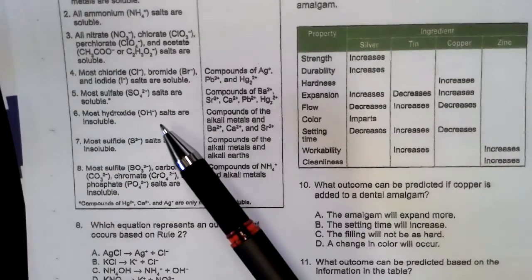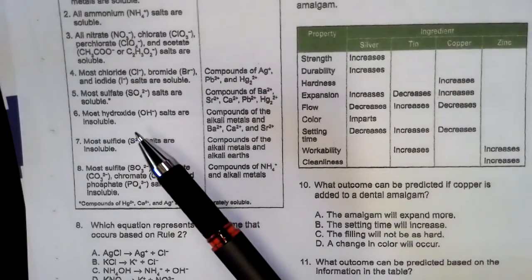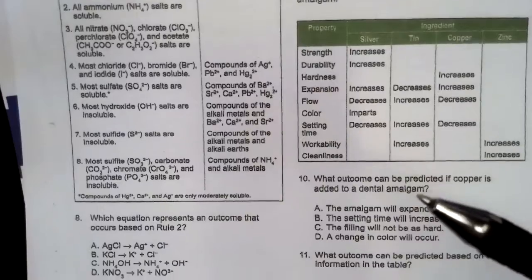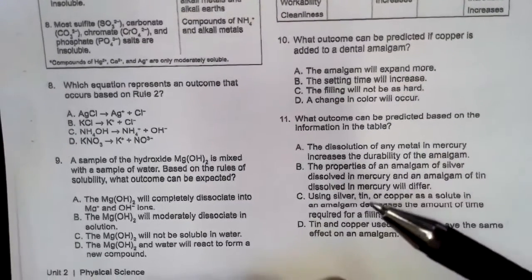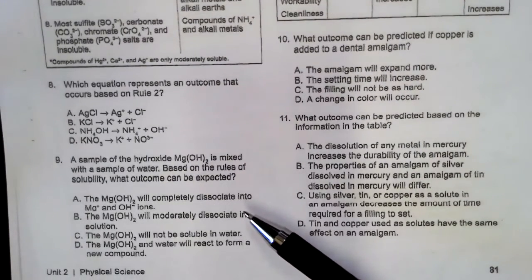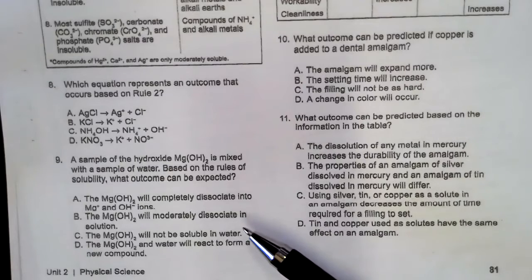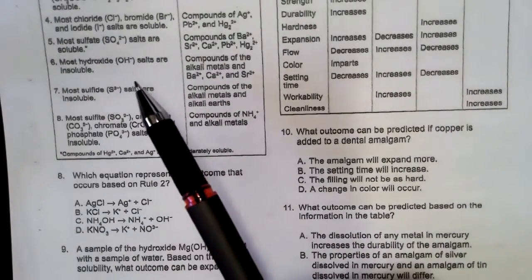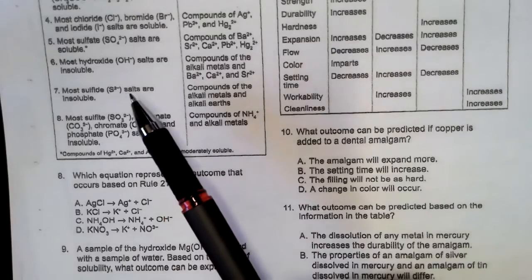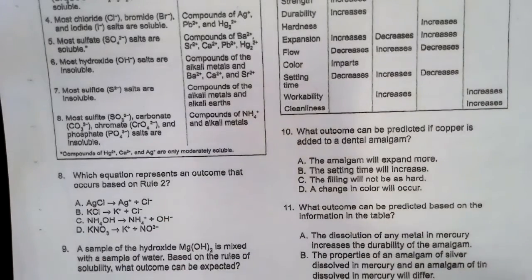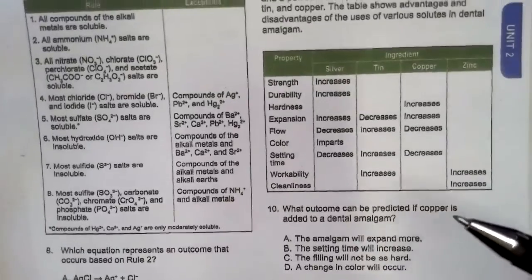Most hydroxide salts are insoluble. That means they don't dissolve. So let's come down here and see what they give us. The MgOH will completely disassociate. No, that is not what that says. The MgOH will moderately dissociate? No. The MgOH will not be soluble in water. Salts are insoluble. That's it. The answer is C.